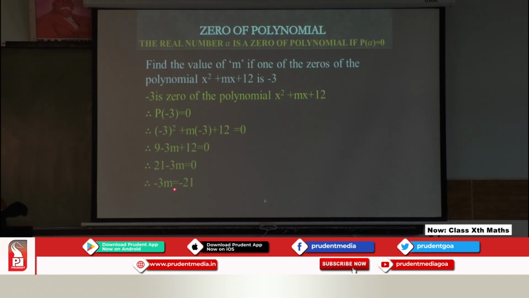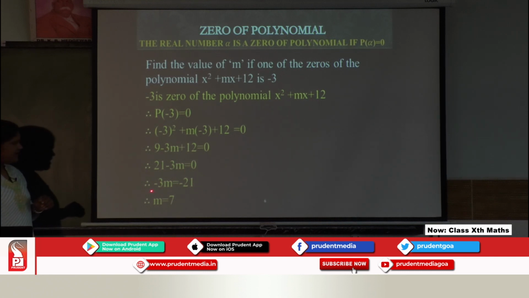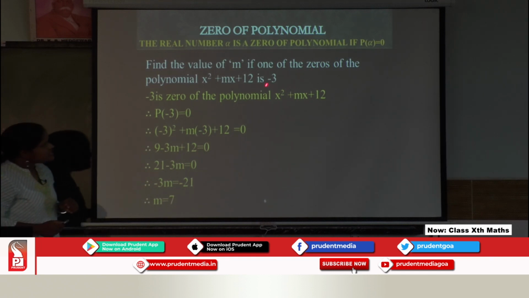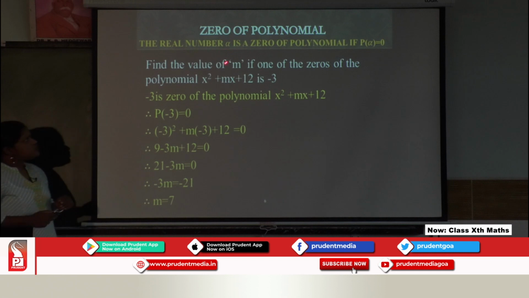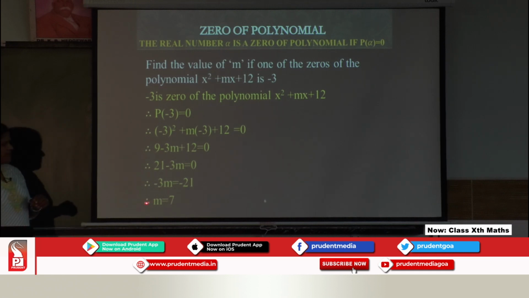After cancellation of the negative sign and 3, what you get is that m is equal to 7. 3 multiplied by 1 is 3, 3 multiplied by 7 is 21. Cancellation of negative signs, m is equal to 7. So whenever this negative 3 is a 0 of this polynomial, m will be 7.